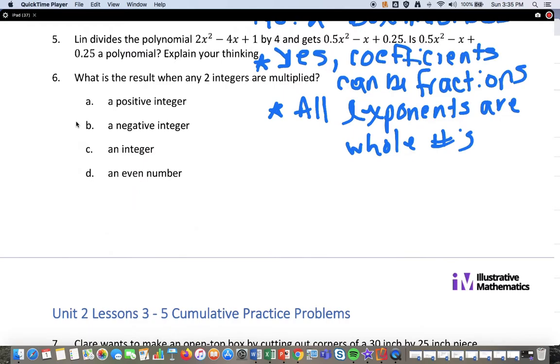Number 6, what's the result when any two integers are multiplied? Whenever any two integers are multiplied, we don't always get a positive one because we have that case where negative times a positive is a negative, so that's out. We don't always get a negative either because when they're both positive or both negative, we get a positive. But we do always get another integer. So your answer there would be C.